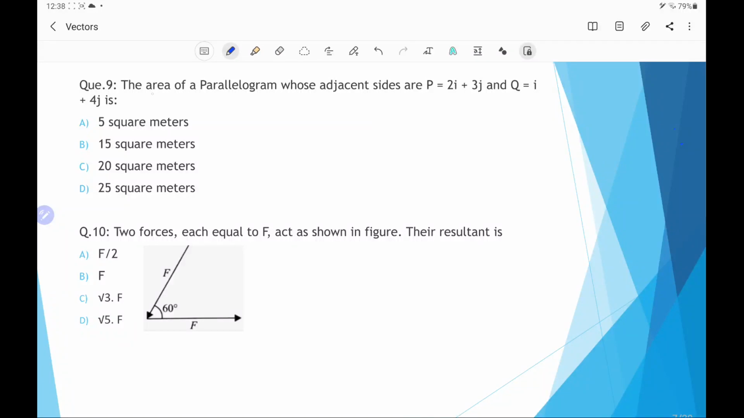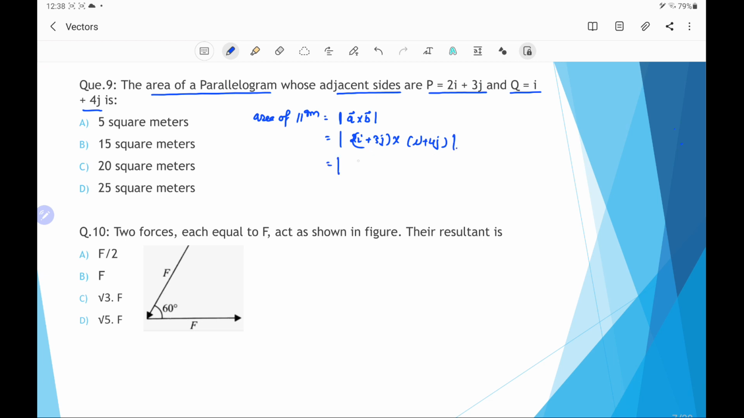Question 9 is the area of parallelogram whose adjacent sides are P equal to 2i plus 3j and Q equal to i plus 4j. For a parallelogram, the area is given by the magnitude of cross product of the vectors representing the adjacent sides. Therefore, vector A, or we can say here it is P, that is 2i plus 3j cross Q, which is i plus 4j.